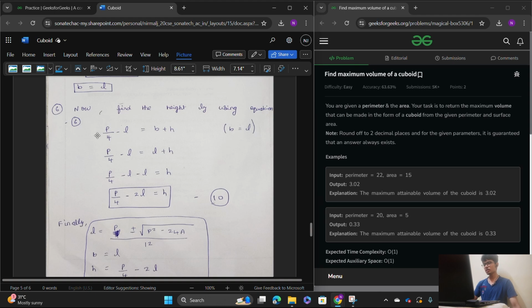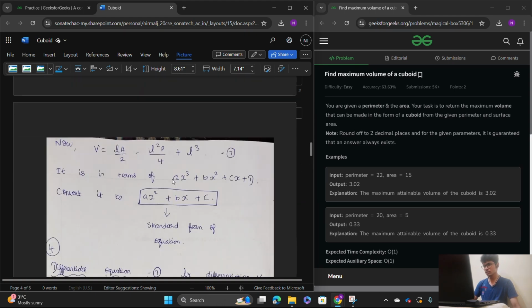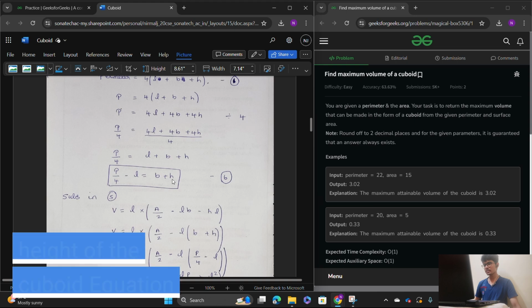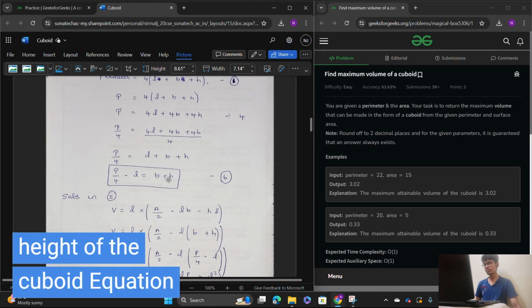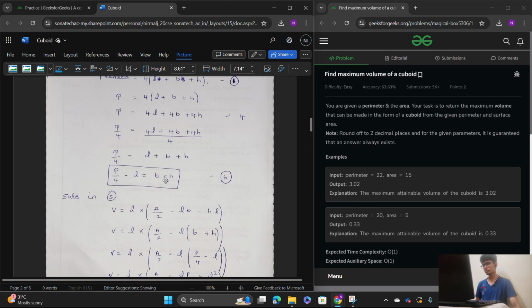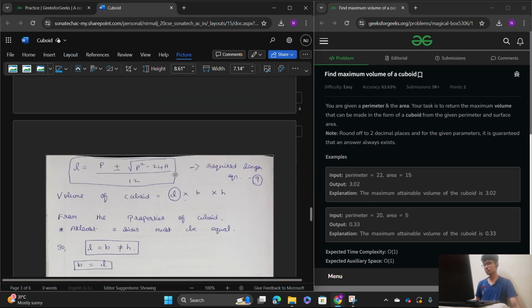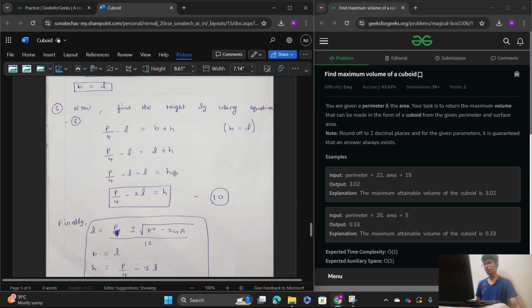In my sixth equation, let me show you the sixth equation. P by 4 minus L is equal to V plus H. From this, I'm going to form the equation for my height. Okay, my height is equal to P by 4 minus 2L.